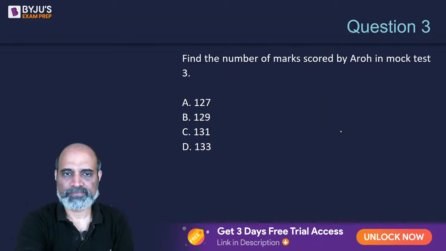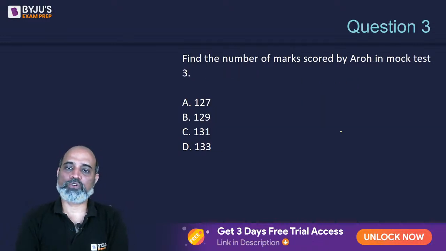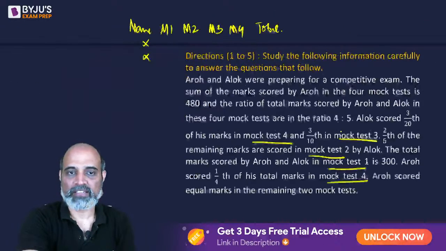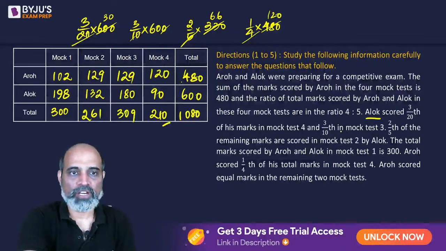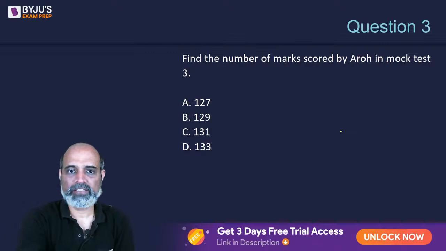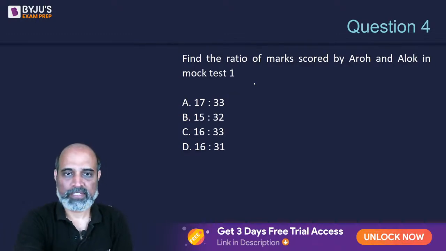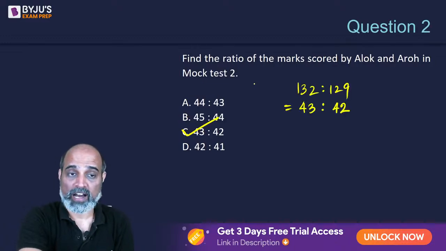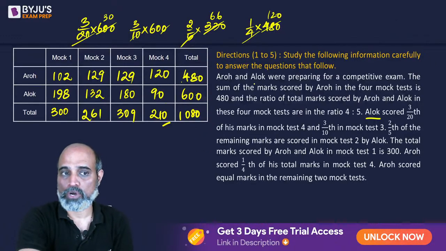There is only one option. Find the number of marks scored by RO in mock test 3. RO in mock test 3, 129. Find the ratio of marks scored by RO and Alok in mock test 1. RO is 102, Alok is 198 in mock test 1.